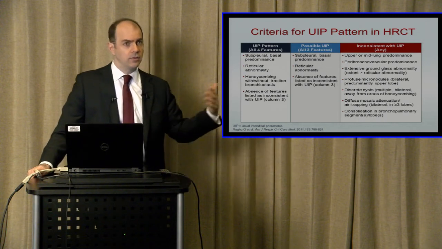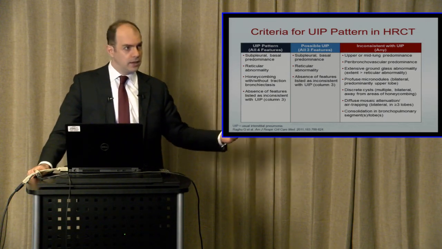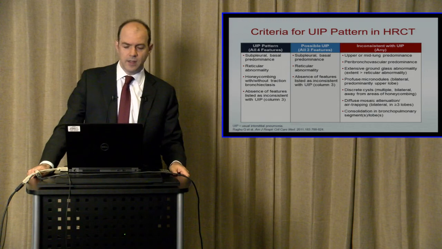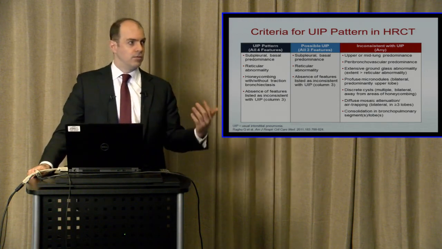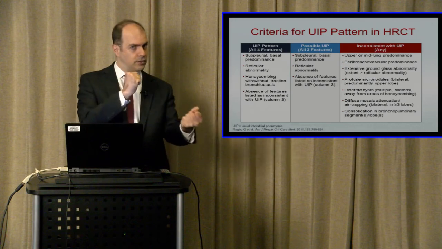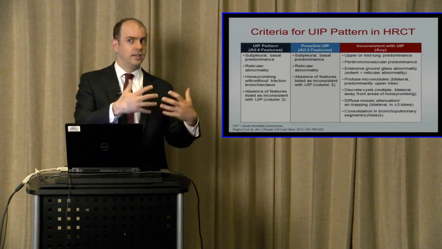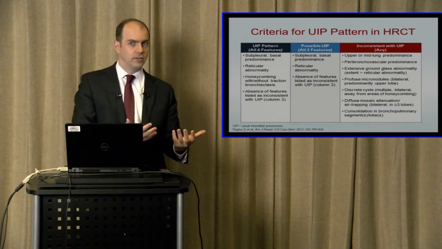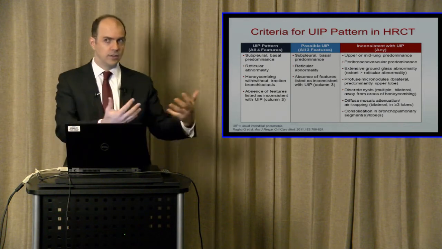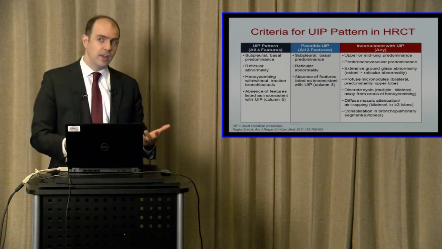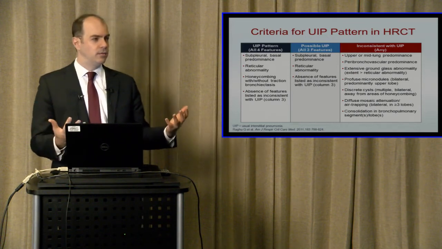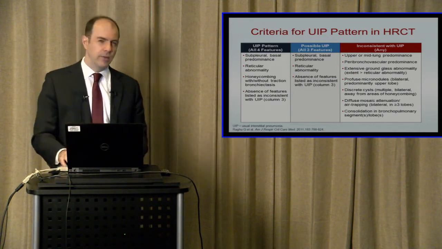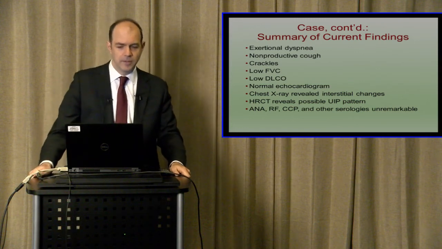There are other patterns like a possible UIP pattern, inconsistent patterns. I won't go into the details there, but anything other than a UIP pattern really ends up having the pulmonologist and the radiologist communicate, decide if they can come up with a diagnosis when they combine the history, the physical, and the CAT scan appearance. And I would say about 50% of the time we can do that. And then other times we're left without an answer, and that's when we would consider a surgical lung biopsy.